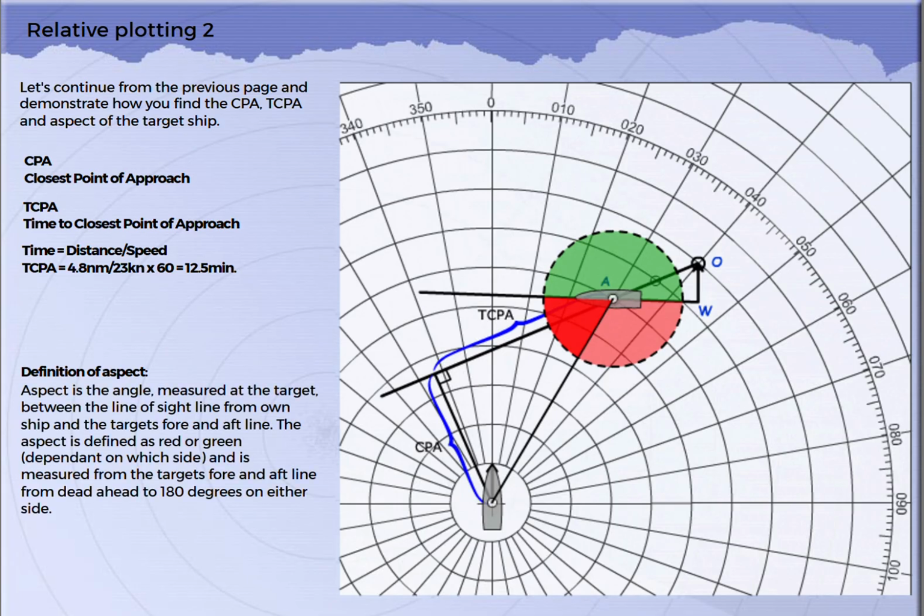Definition of aspect. Aspect is the angle measured at the target between the line of sight line from own ship and the target's fore and aft line. The aspect is defined as red or green, dependent on which side, and is measured from the target's fore and aft line from dead ahead to 180 degrees on either side.